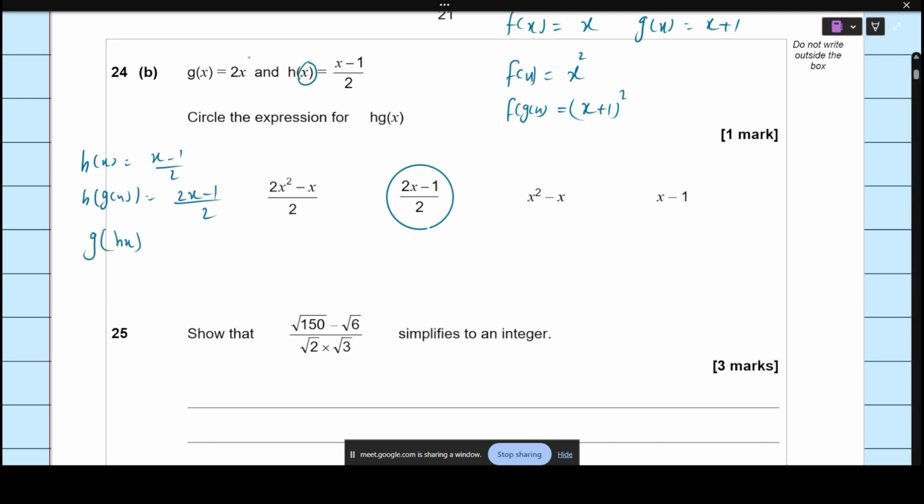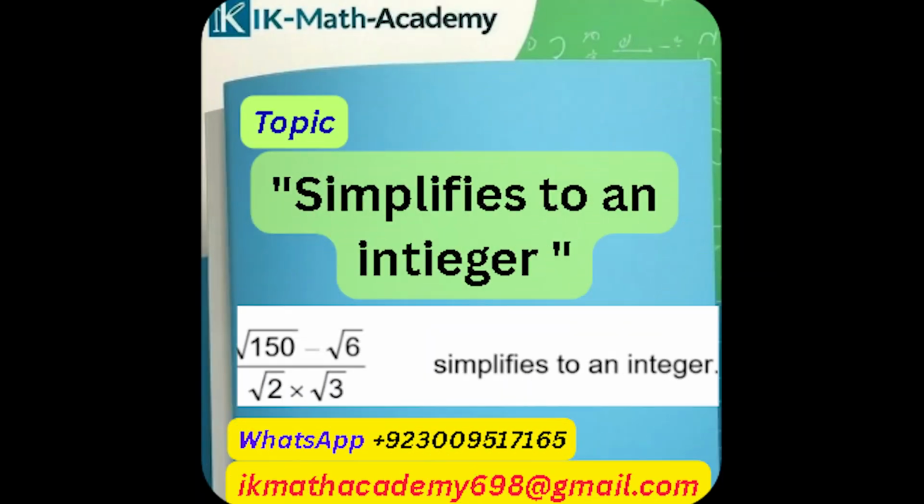So what would be g of h of x? Just as we have done h of g of x, you need to make g of h of x. That is g of x. First put the value of g of x, which is 2x. In place of x, you need to put the value of h of x, (x minus 1) by 2. So the 2 will be cancelled out. That's going to be x minus 1. That is g of h of x.